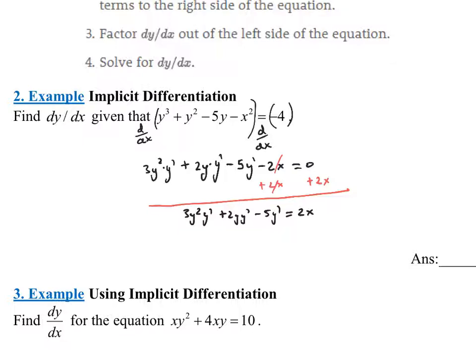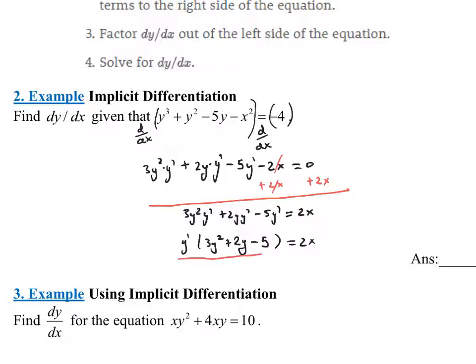Why did I do that? Because now every single one of these things should have a y prime on the left-hand side. So factor it out. On the left-hand side, 3y squared y prime, take away that y prime or divide by y prime, you'd be left with 3y squared. 2y y prime divided by y prime would just be 2y. And minus 5y prime, take away that y prime, you would have a 5 left. So I have y prime times the quantity 3y squared plus 2y minus 5.